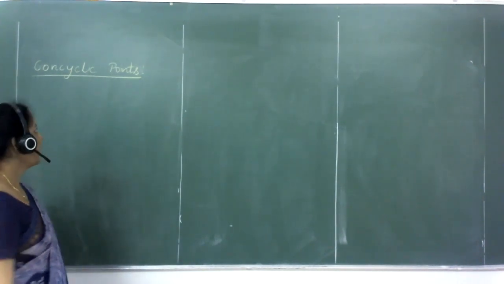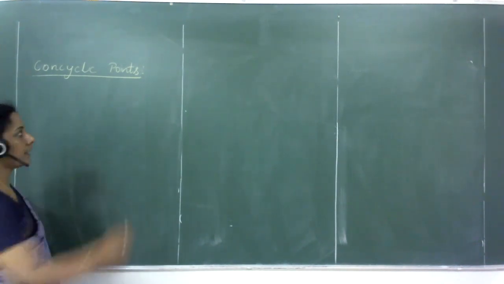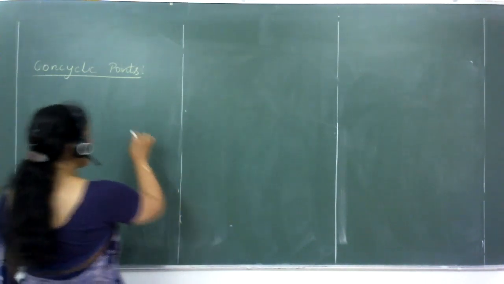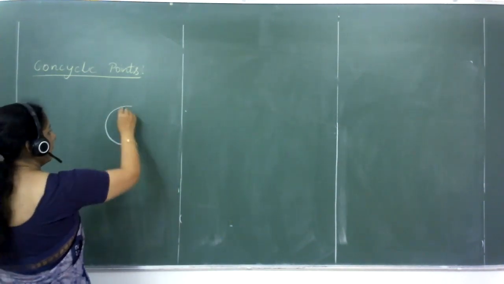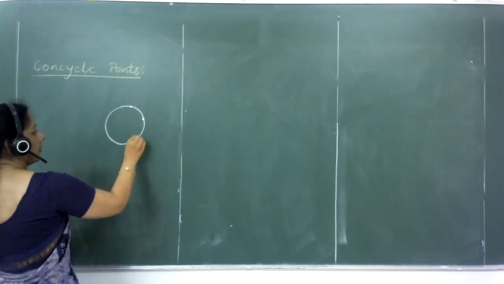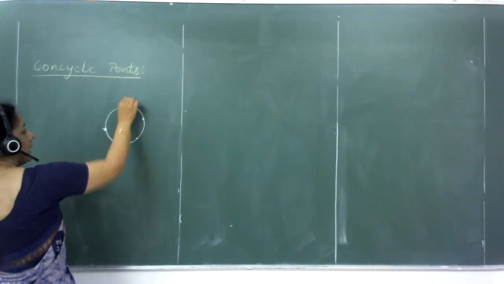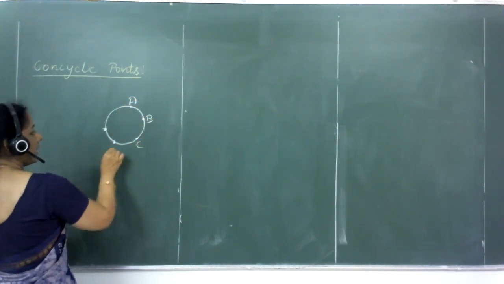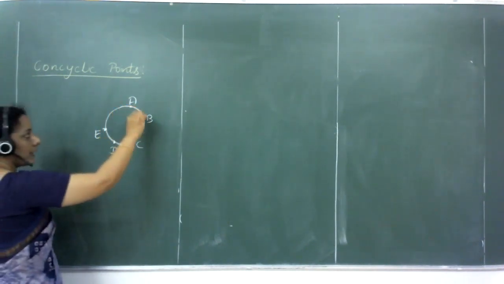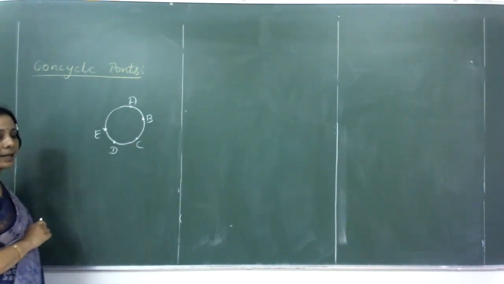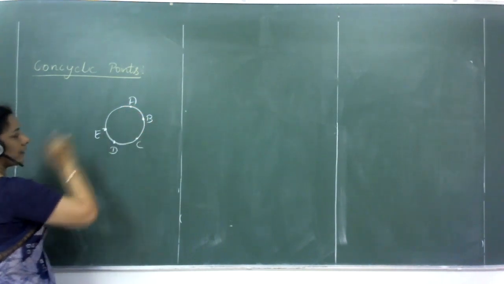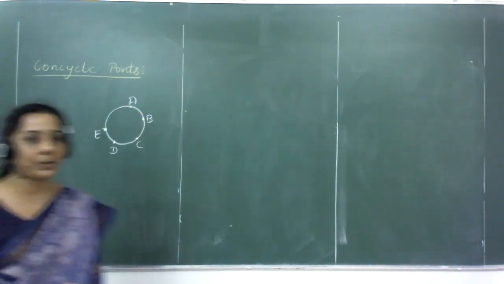We now come to the next topic here, the subtopic I must say, concyclic points. What is the meaning of concyclic points? Now suppose I have a circle here. Let us consider a circle which is having a few points, say A, B, C, D and E lying on it. That is, the 5 points A, B, C, D and E lie on the circumference of the same circle. We would then consider these 5 points as concyclic points.